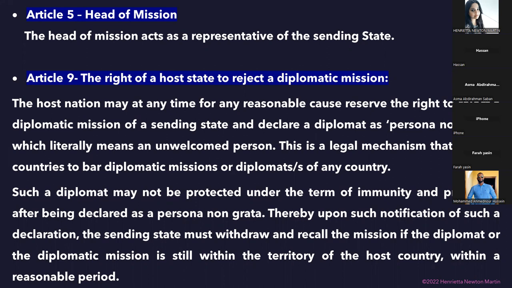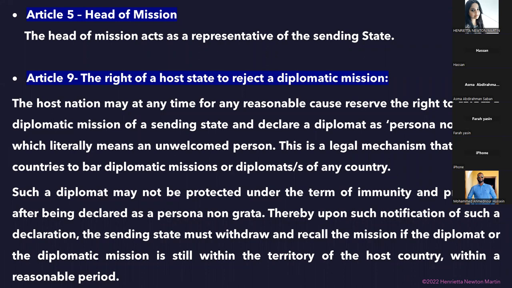So in case any country says we are rejecting a particular diplomatic mission and declares a particular person a persona non grata, which simply means an unwelcome person, we are not interested in hosting you, then what happens? All the immunity and privileges are suspended. They are inoperative. So what would happen? That means they are bare, and they could be harmed or they could be arrested.